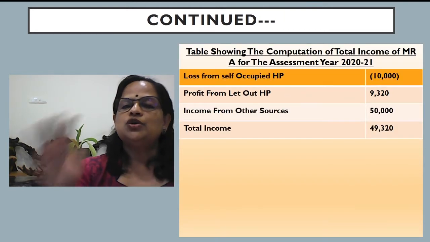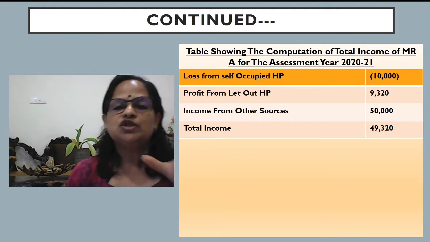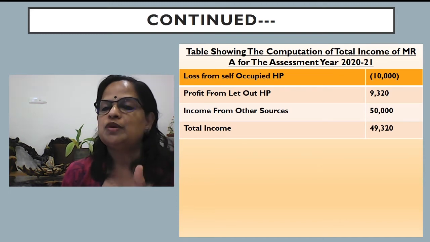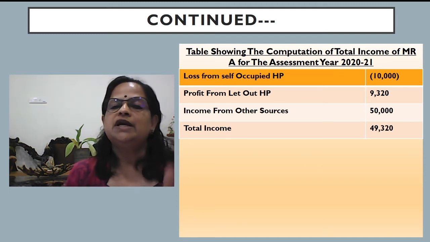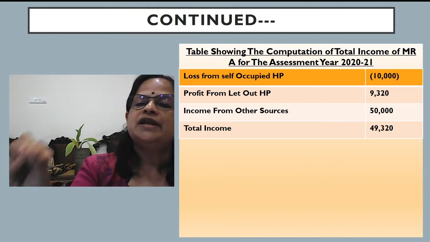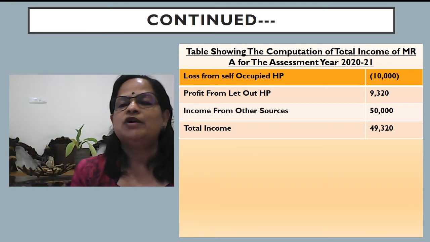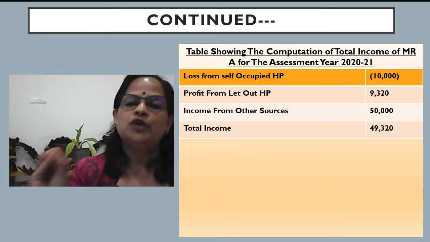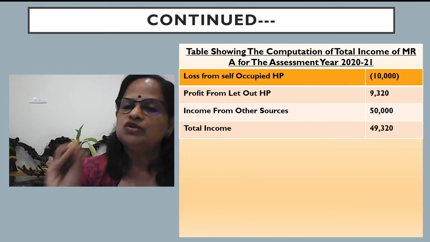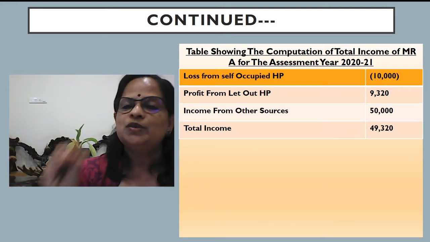Now we can show the total income also, because the income from other sources is given. Loss from self-occupied house property 10,000, profit from let out house property 9,320, income from other sources 50,000. So total income is 49,320. This is the advantage of loss from self-occupied house property. I told you, when you start working, you have to concentrate on this. Even if you buy a small house, you can claim the interest payment, bring it as a loss and adjust it with any other income.